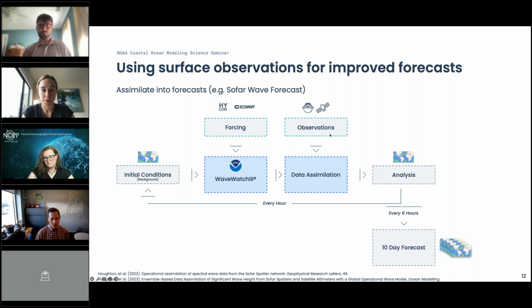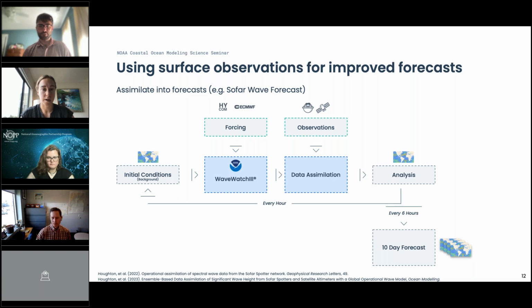What I'll talk about, or the results that I'll show here, are from a development of optimal interpolation, where you're effectively just trying to best fit your observations with your model background, and that yields an analysis field that you can then use to run a forecast. And the idea here being that if you can initialize your forecast with your best estimate of the current conditions, you'll have a more accurate forecast several days out.